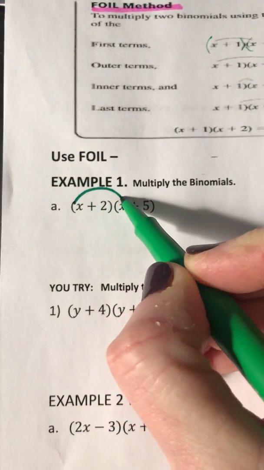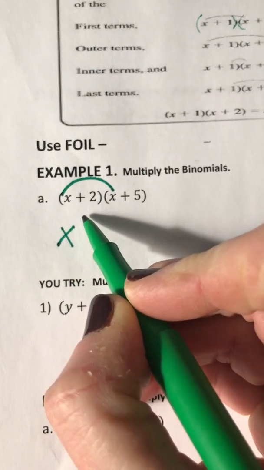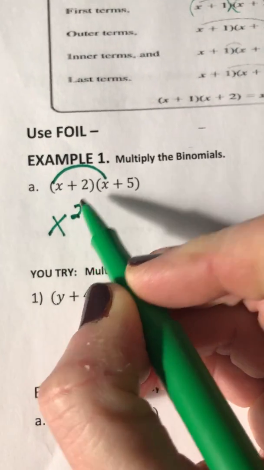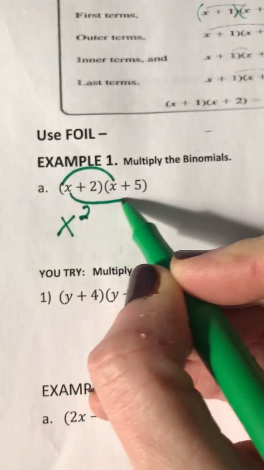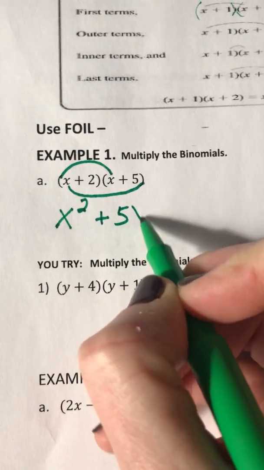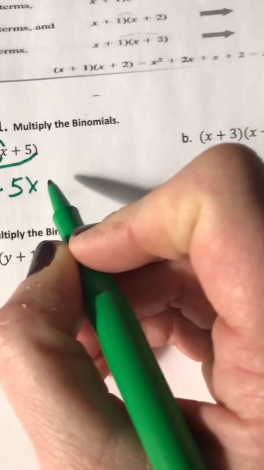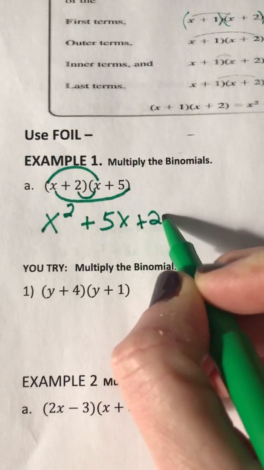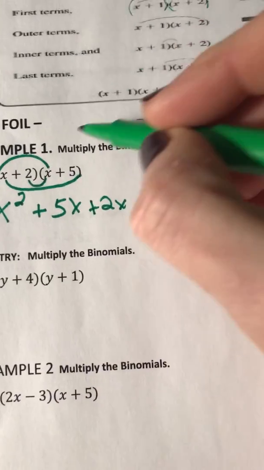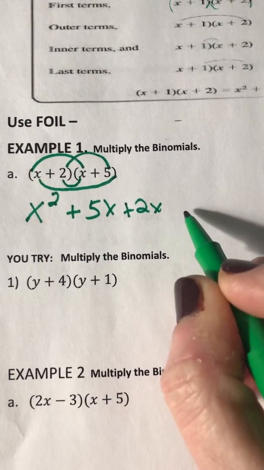FOIL, I'm going to multiply x times x, which we know from chapter 6.1 is x squared. First, then we're going to multiply the outside. So plus x times 5, or 5x. Inside, 2 times x is a plus 2x. And the last, 5 times 2 is 10.